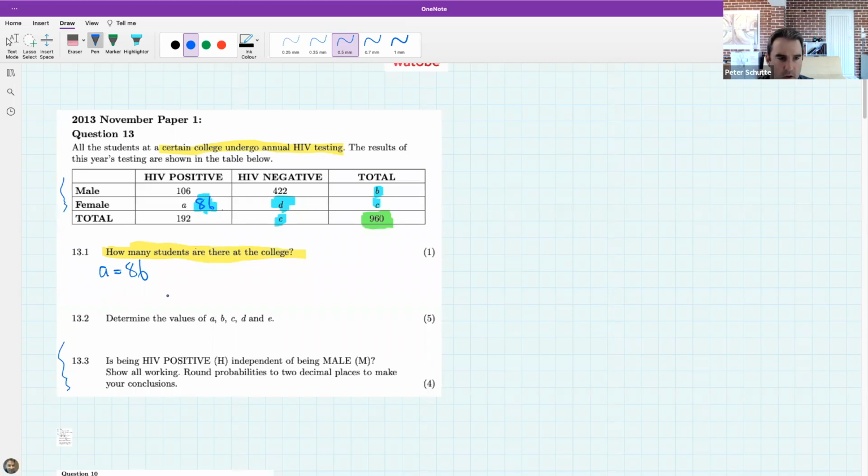So I see a couple of answers coming in for B as 528. And if I look at B, you can see it's the horizontal total. So you're right. It's going to be 528. So B. And then if you know what that is, you can work out this one because your total's 960. So this should be 432.